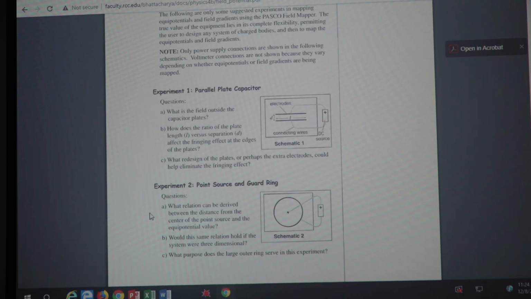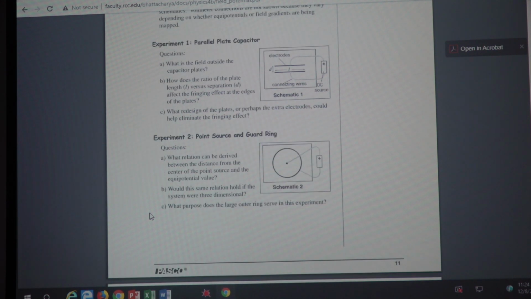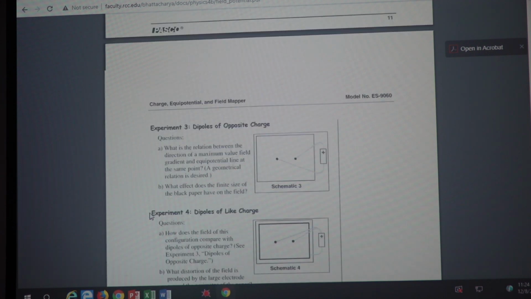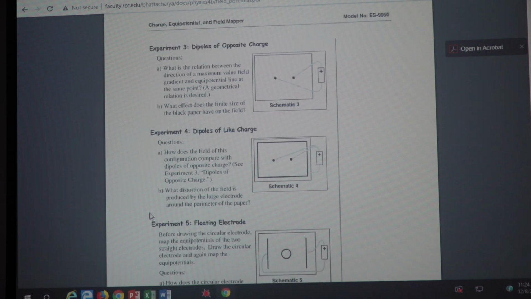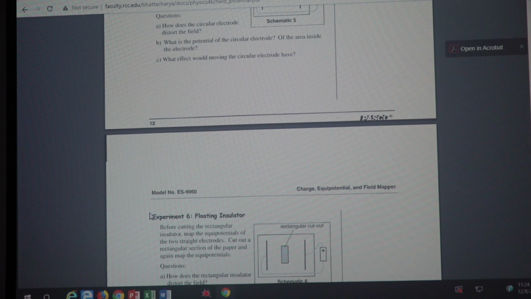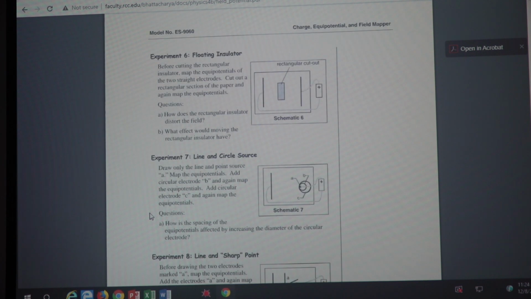So we'll start with the dipole that we showed at the very beginning, and then we're going to go through several geometric configurations. We'll have the parallel plate capacitor, point source, and the guard ring. We'll have the dipoles of opposite charge, that we'll actually start with. Dipoles of like charge, floating electrode, and I think we're going to go at least up to experiment 6.